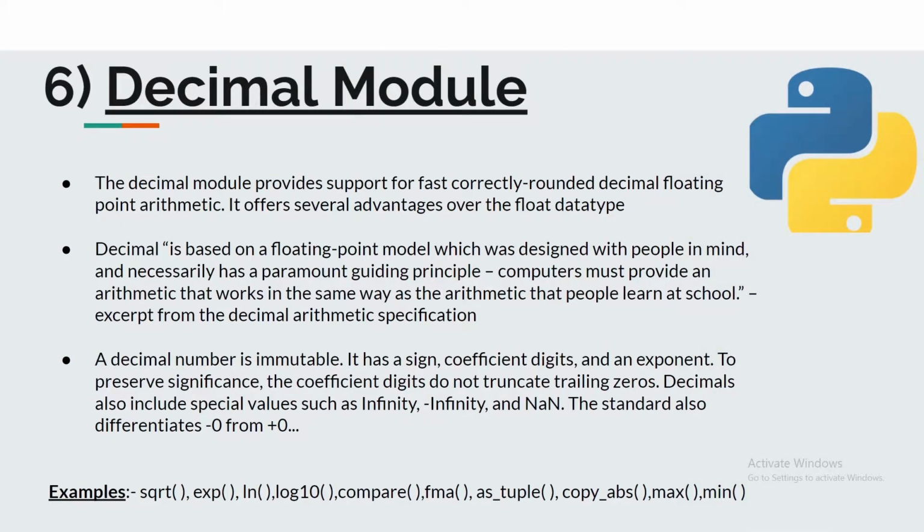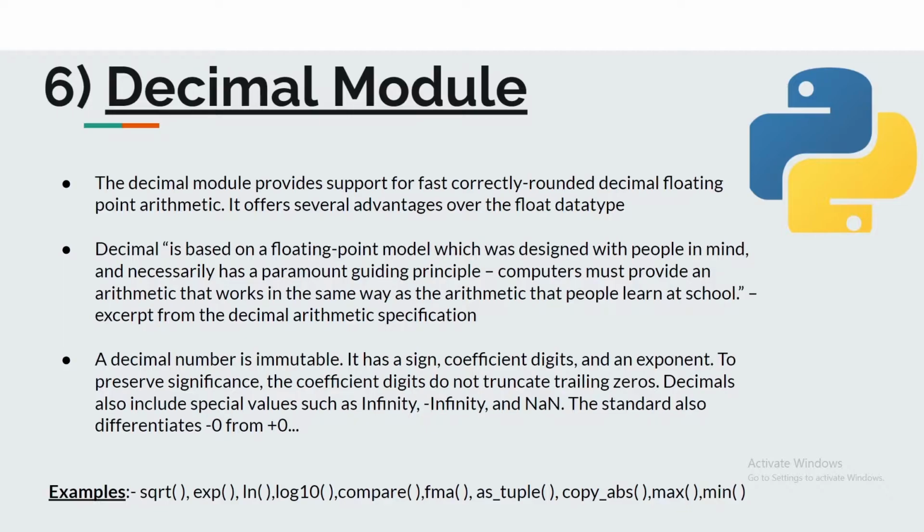In today's video, we're going to look into the decimal module. The decimal module provides support for fast, correctly rounded decimal floating point arithmetic. It also offers several advantages over the float data type. Decimal is based on a floating point model which was designed with people in mind, and necessarily a principle that computers must provide an arithmetic that works in the same way as the arithmetic that people learn at school.